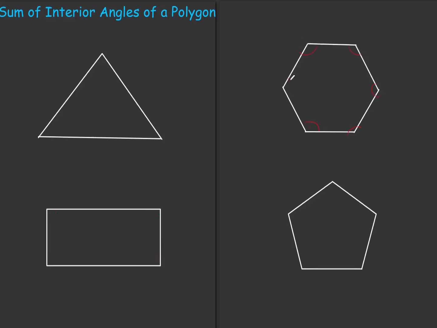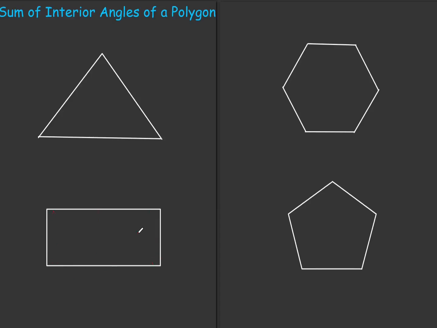Now, if you look at what I've done carefully, you realize that the number of interior angles corresponds to the number of sides of the polygon. If you take the triangle, we have 1, 2, 3 angles, and it also has 1, 2, 3 lines. If you take the quadrilateral or a rectangle, it has 1, 2, 3, 4 angles, and it also has 1, 2, 3, 4 sides as well.